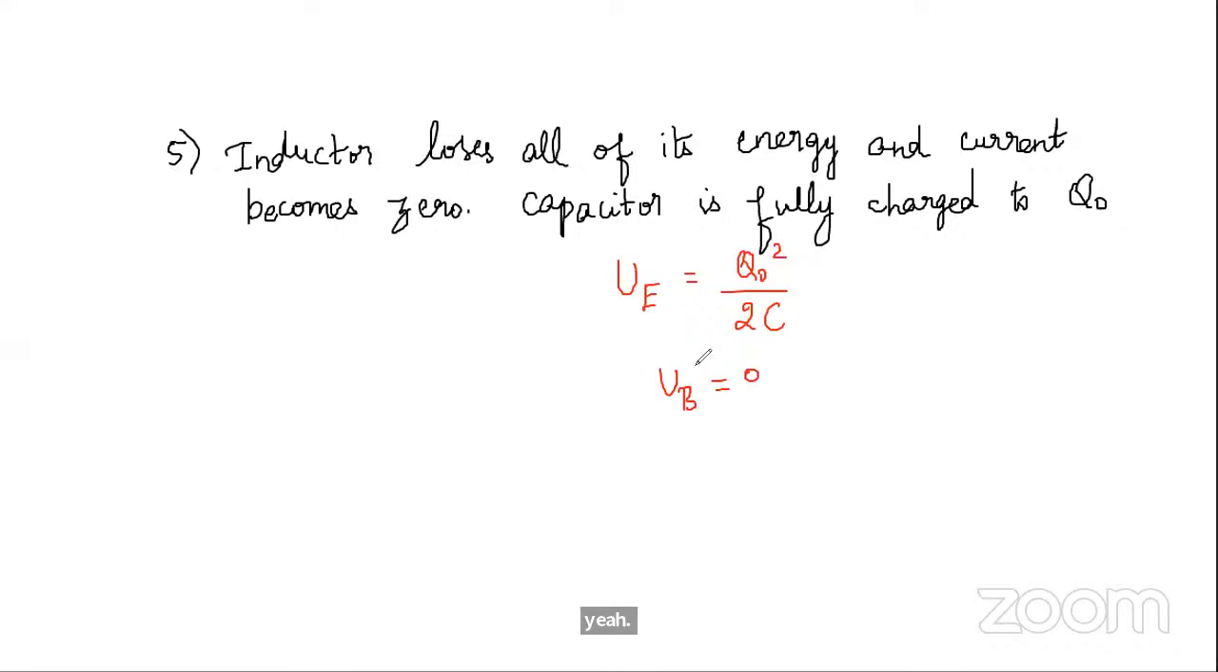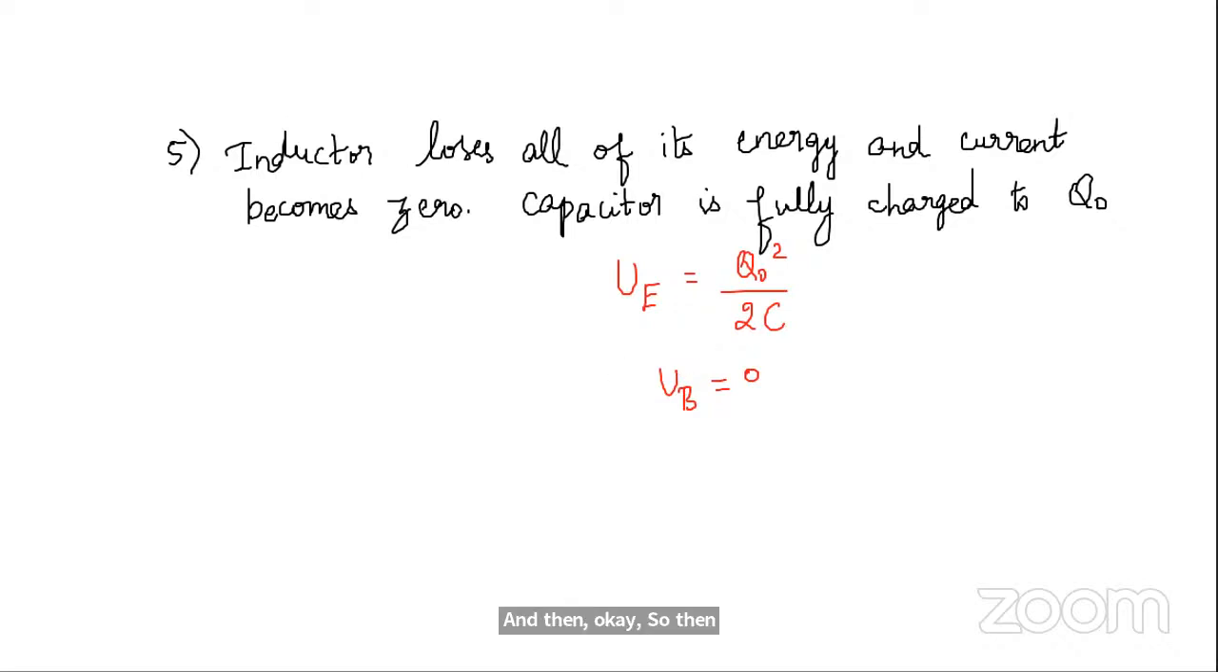Okay. So here the process of charging and discharging of the capacitor and flowing of current through the inductor happens again and again. And this concept is called LC oscillation. And in this process, you will be getting LC oscillations for a definite frequency.